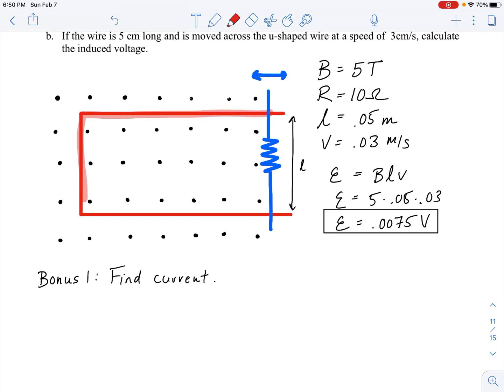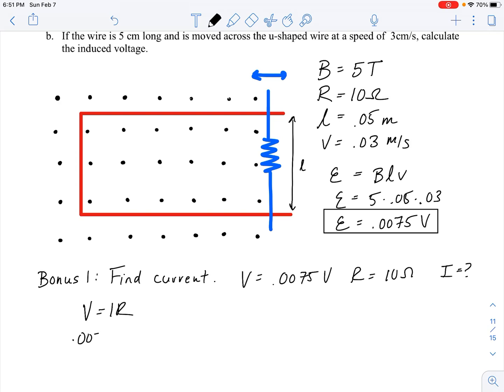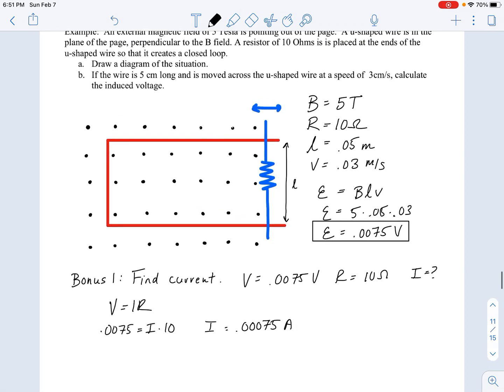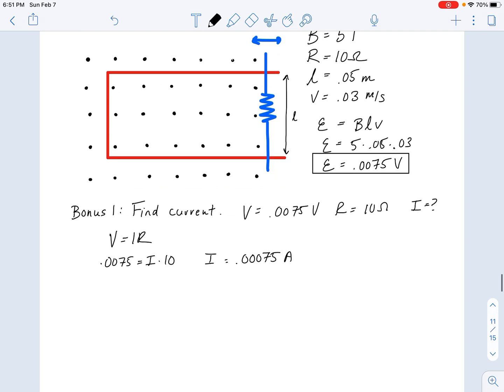So, first of all, we have this closed loop, okay? And we have a resistor, and we know what it is. So we've got that the voltage or EMF is 0.0075. We've got that the resistance is 10 ohms. So I just need to use Ohm's law to find the current. Okay, that worked pretty well.